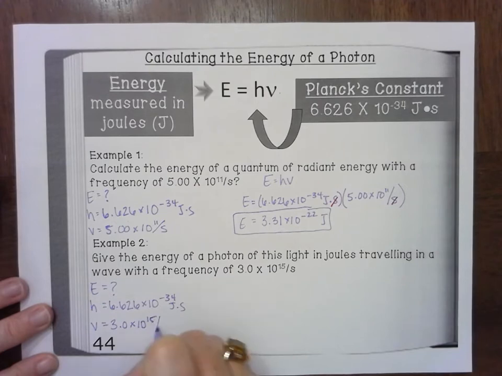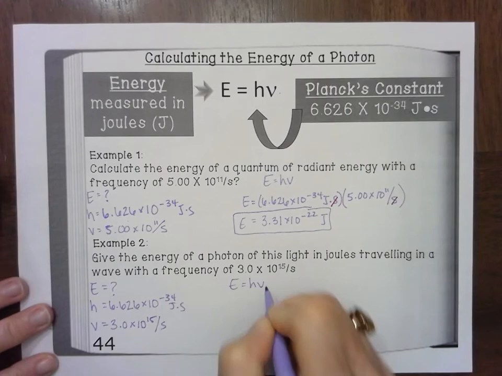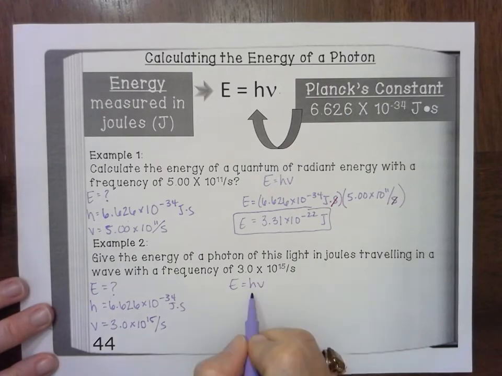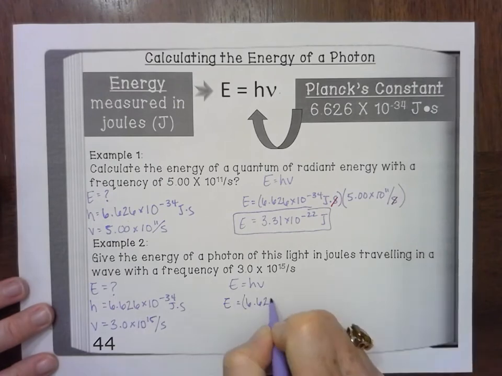Formula, again, I'm going to write it. E equals h nu, or Planck's constant times nu. It's set up to solve for E, or energy, and I'm looking for that, so I don't have to do any additional work. I'm going to plug in the numbers.